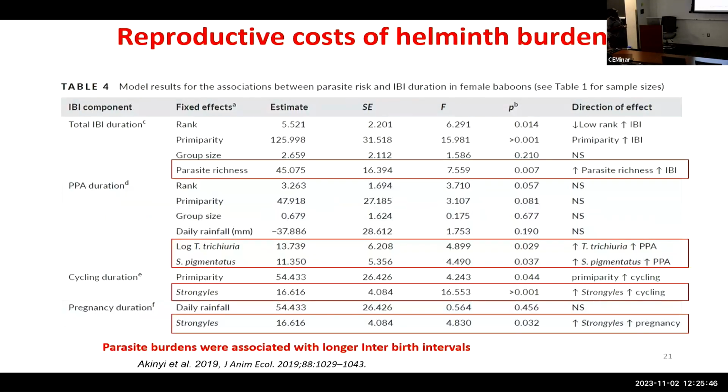When we looked at the costs of infection, a good thing to see is interbirth intervals. This is the general measure between successive births, especially for females that already had children who survived up to 1 year. If you look at all of these indices, you can tell that as measures of parasite burden increase, like richness going up, Trichuris going up, S. pigmentatus, and strongyles, these measures or components of the interbirth interval are all long. They are prolonged. So that means the parasites are having an effect on the interbirth intervals. They're prolonging this, and probably that's a cost of infection.